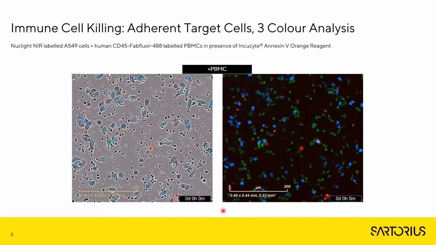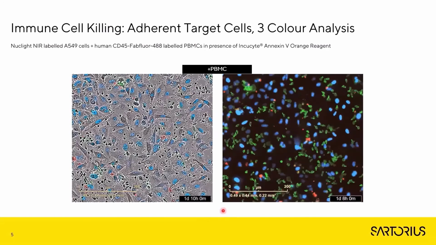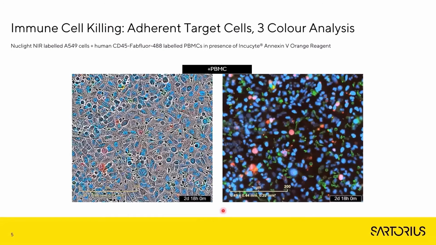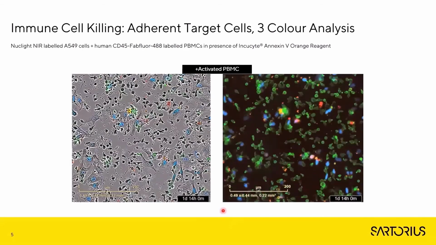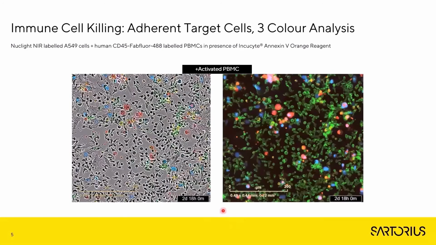Now, here we have non-activated PBMCs cultured with the target cells, and what we see is proliferation of those targets. We see increasing cell density and not much in the way of killing. However, when we look at activated PBMCs, we see something quite different. We don't see proliferation of the targets, but we do see proliferation of the CD45 positive PBMCs. And we also see an increase in an Annexin-5 orange signal.